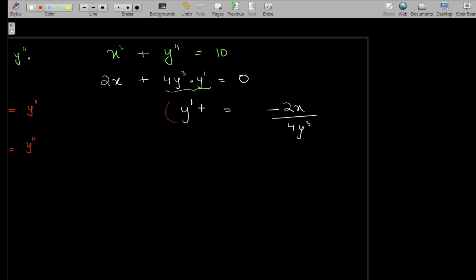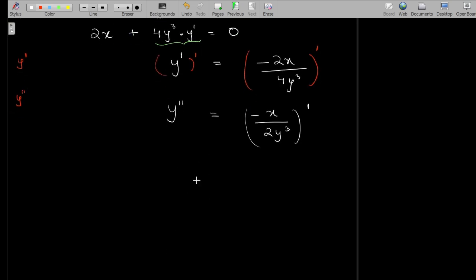Take its derivative and take its derivative. So derivative of y prime will be y double prime, and let's simplify this. This is negative x over 2y cube. Now it would be easier to find out the value of y double prime. You just have to differentiate this function.